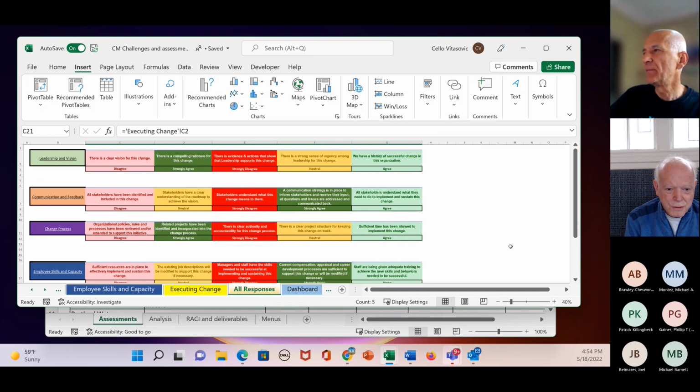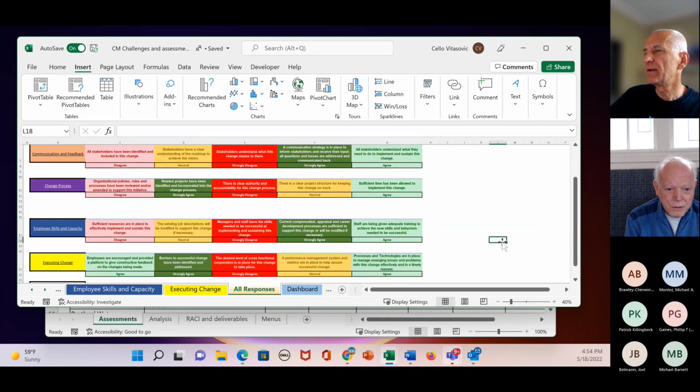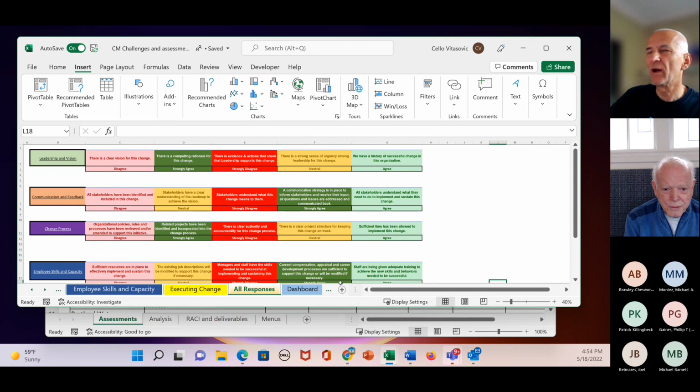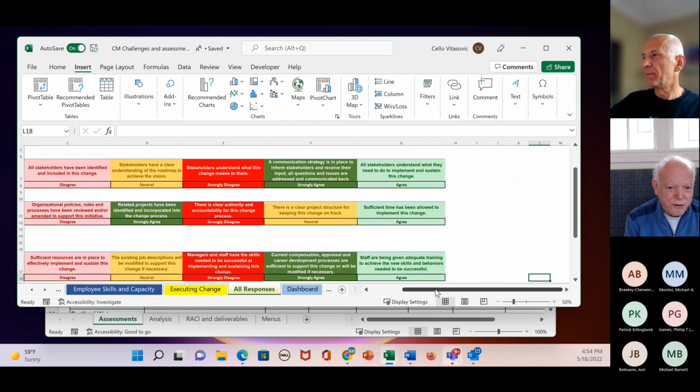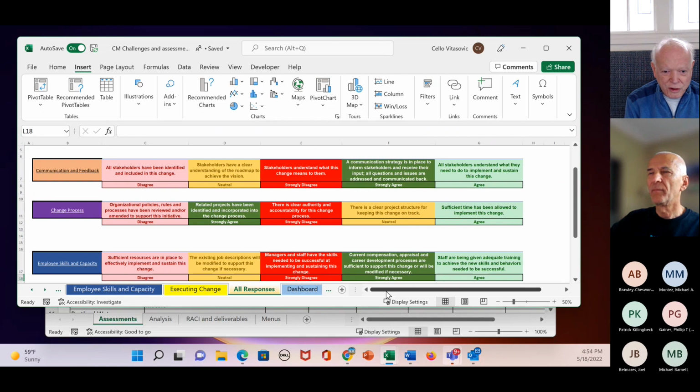And then we have a summary that basically just shows you how things map out, where you may have issues and stuff like that. I can zoom in a little bit. So the red, for example, is strongly disagree questions, and so you could, I mean, these could be put in order in a way, Cello. What do you mean?